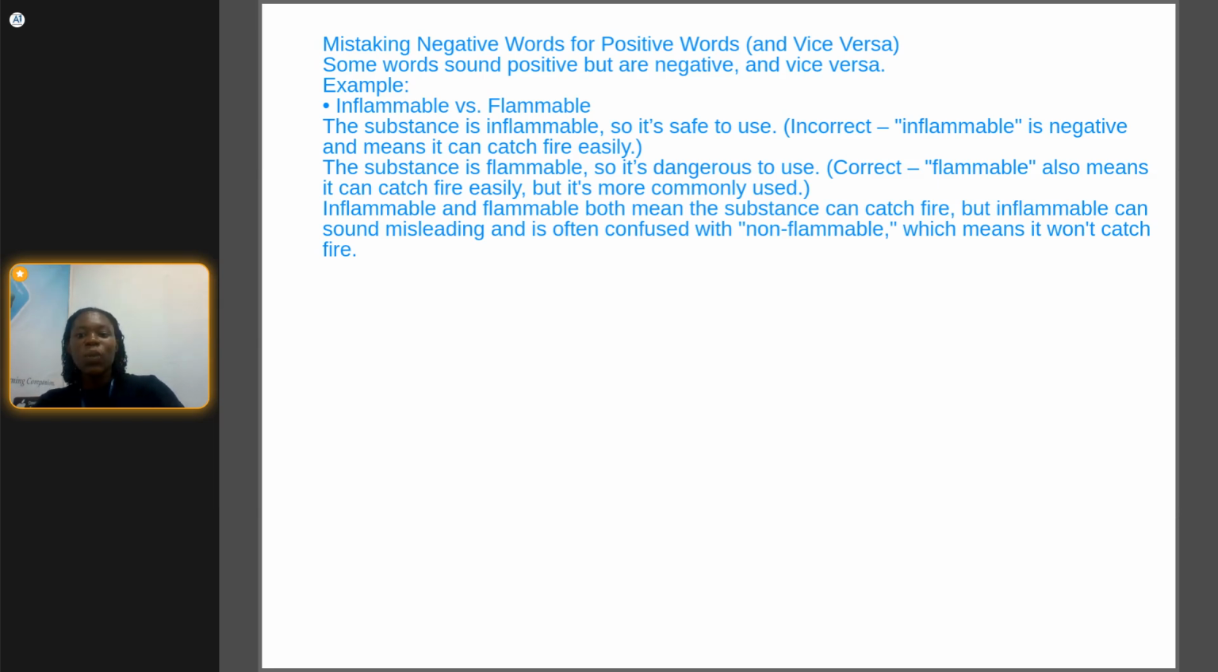So sometimes you see words like this and then you think you can use them as synonym and antonym. Whereas this word, even though inflammable looks as if it is a negative word, the antonym of the word flammable, this is not actually right because they mean the same thing. This is what we mean by mistaking negative words for positive words. So you need to be familiar with your words to know the exact word to use, the appropriate synonym for your word.